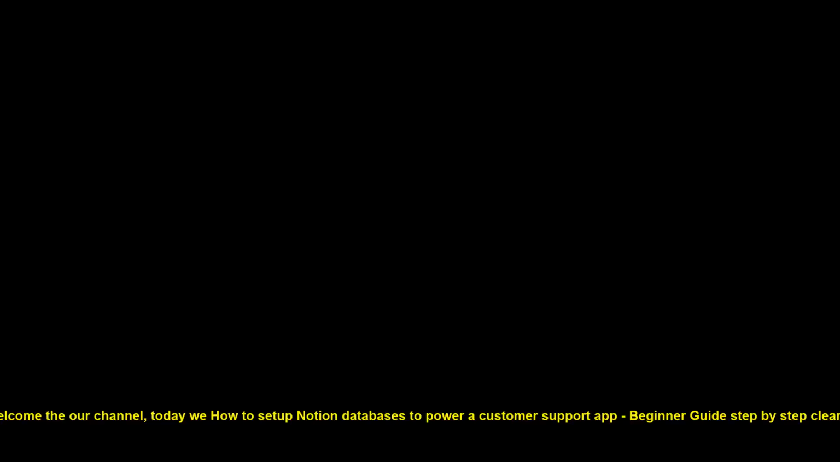step by step clearly. First, log into your Notion account or create a new one if you haven't yet. Once logged in, create a new page by clicking on the plus button in the sidebar. Name this page Customer Support Database. Now, designate the page as a database by selecting the table option. You will see a blank table appear on your screen.